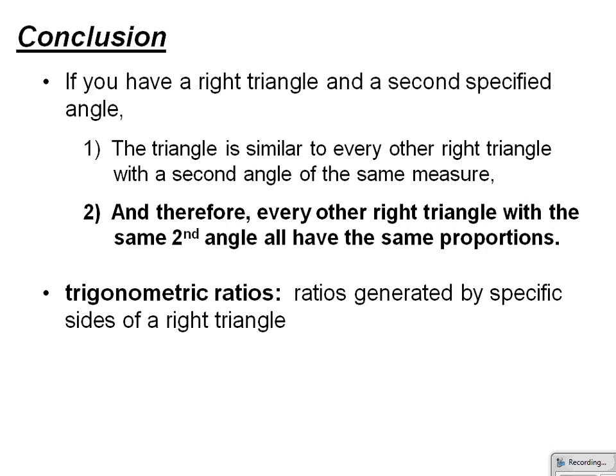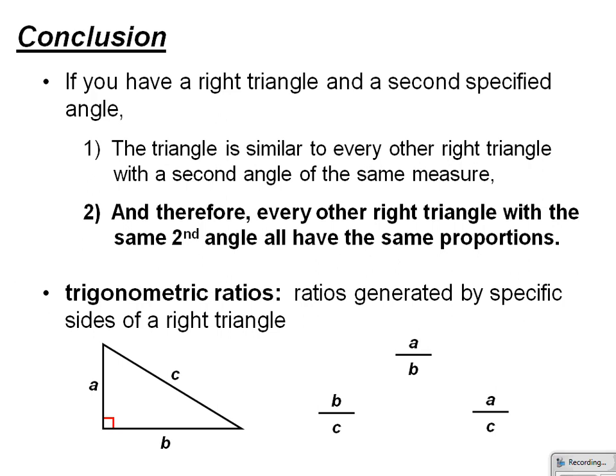And that leads us to trigonometric ratios: ratios generated by specific sides of a right triangle. The reason these ratios exist is that in trigonometry, when we're given a second angle in a right triangle, those ratios are immediately going to be consistent no matter what size the triangle is. So in this triangle here, if we label the side lengths A, B, and C, then we have three possible ratios we could examine: the length A to the length B, the ratio between the two legs, or the length B to the length C, or the length A to the length C, the ratio between either leg and its hypotenuse. In fact, these three ratios are the fundamental ratios in trigonometry, and they all have specific names.